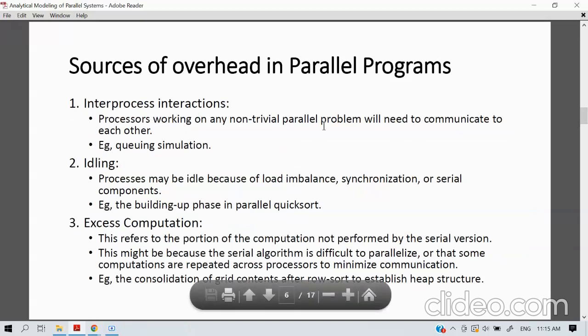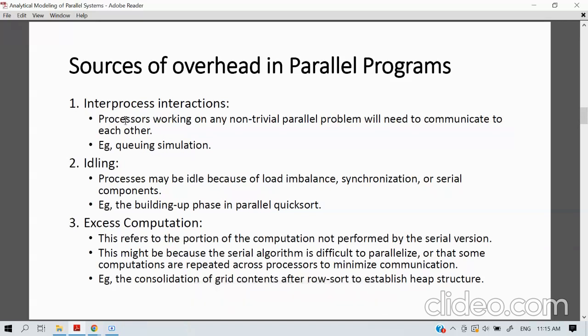So the first one is the inter-process interaction. Processes working on any non-trivial parallel problem will need to communicate with each other, like we said earlier. For example, queuing simulation. Then idling: processes may be idle because of load imbalance, synchronization or serial component. What is an example? The building up phase in parallel quicksort and so on.